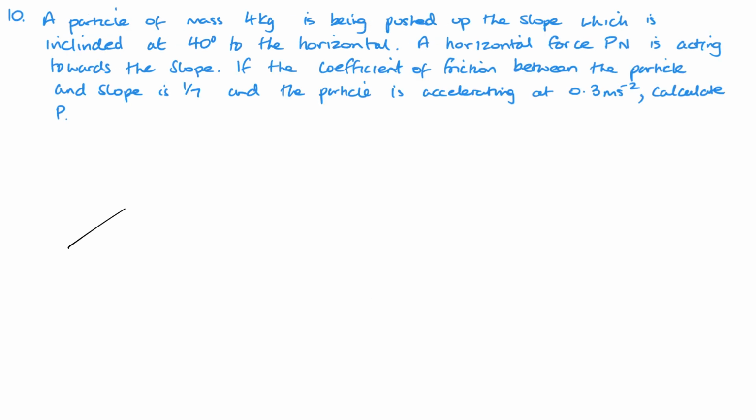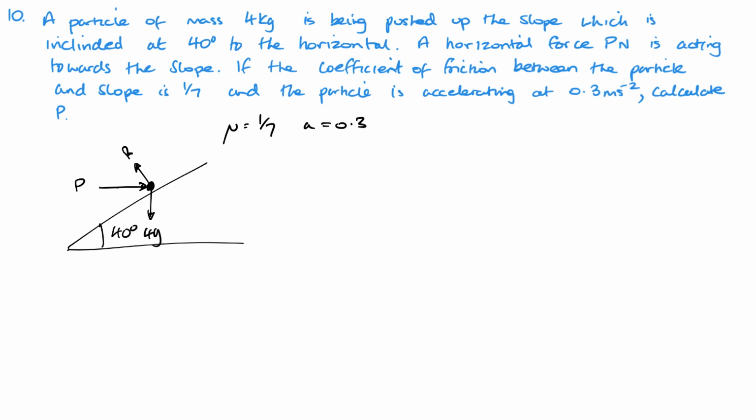Again, always about the diagram. So inclined at 40 degrees, particle of mass 4 kilograms. It's going to have its normal reaction there, and it's being pushed up the slope by a horizontal force, so you've got a horizontal force there, P newtons. Coefficient of friction is 1/7, and acceleration is 0.3. These are all things that we need.